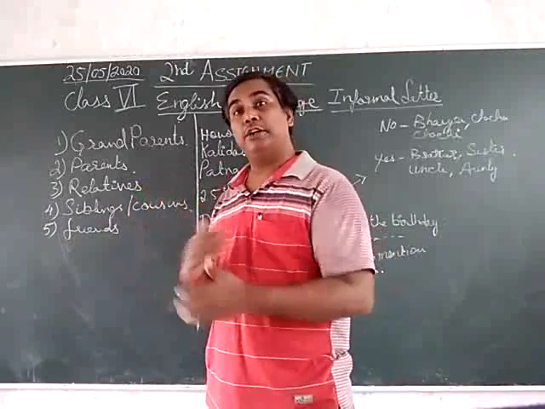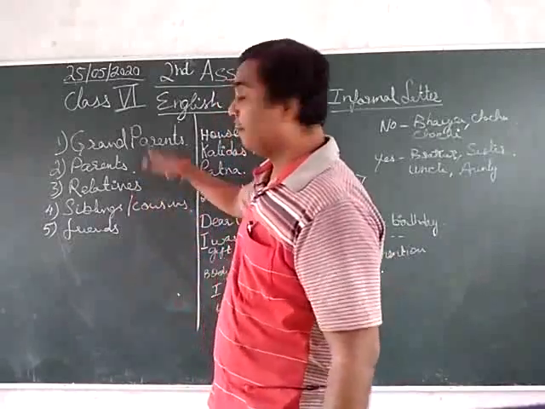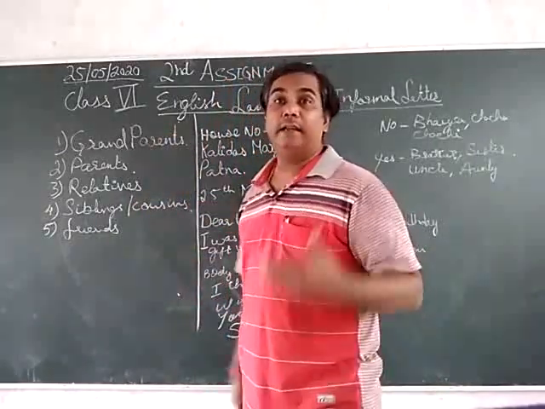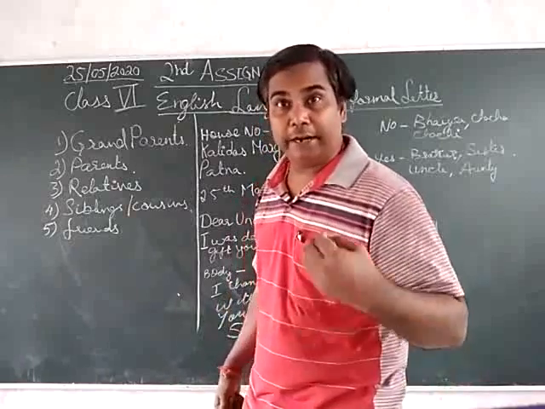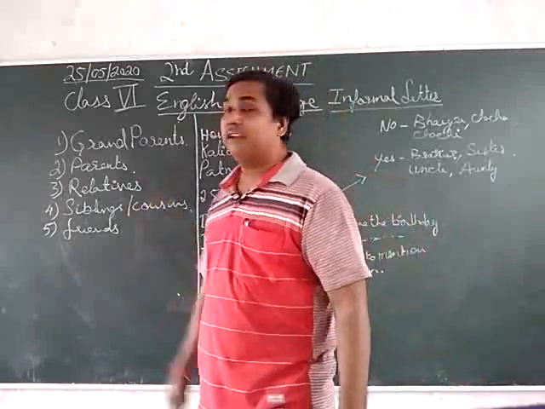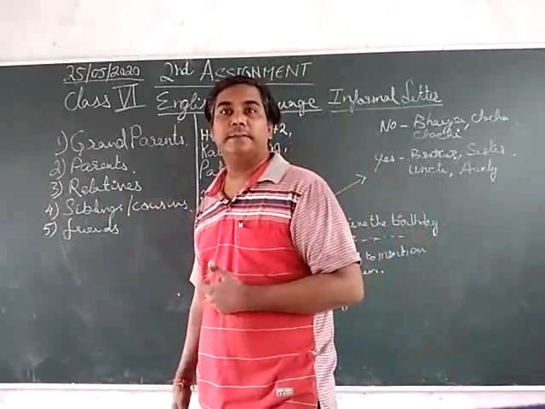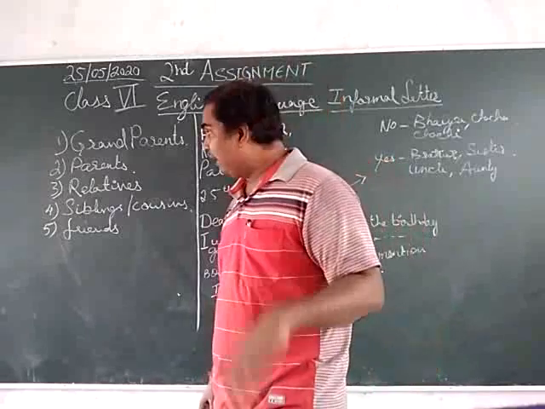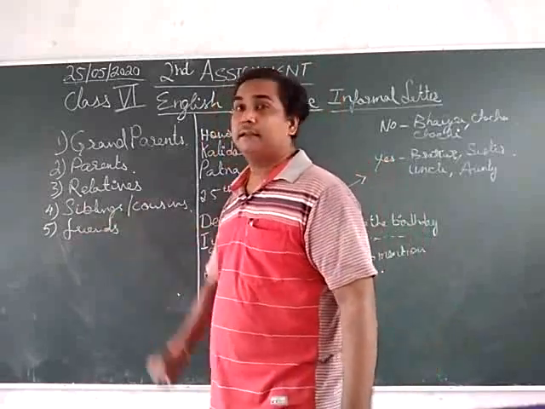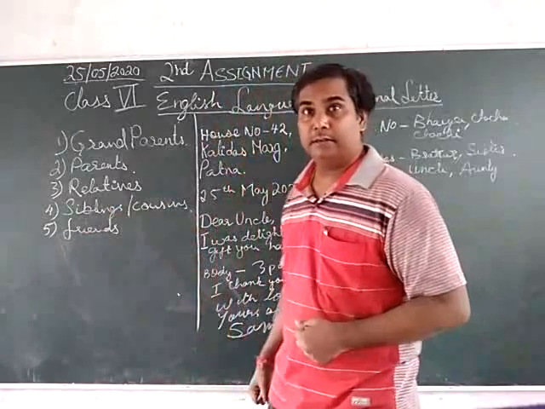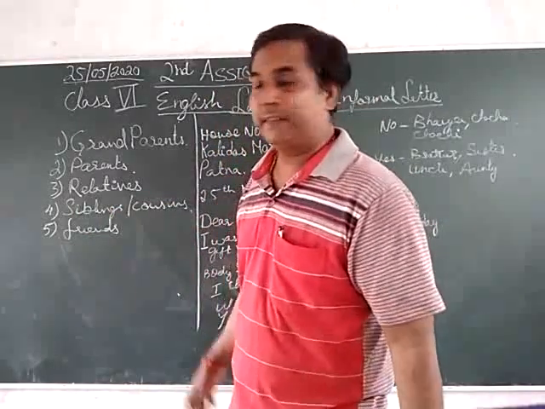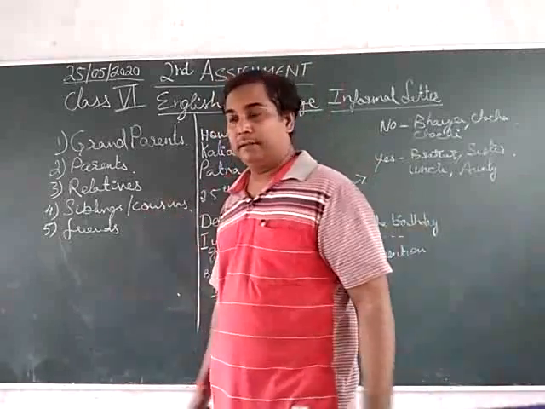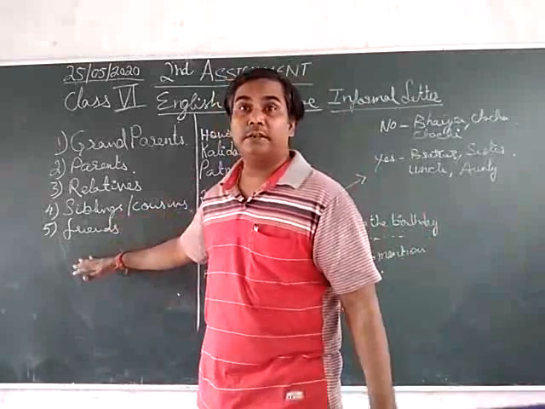Informal letters are written only to those people who are your grandparents, your grandmother, grandfather. Parents come under your mother and father. Then your relatives, your uncles, your aunties. You can write a letter to them only. After that come siblings. Siblings is a word for your brother or your sister. And cousins. Cousins are your uncle's son or daughter. And the last is your friends.